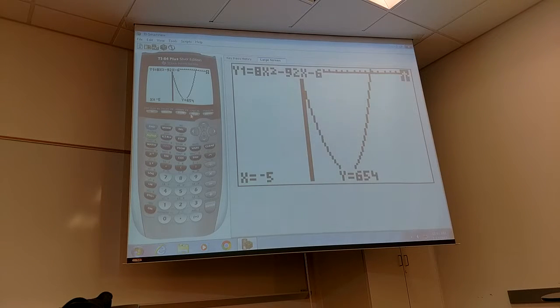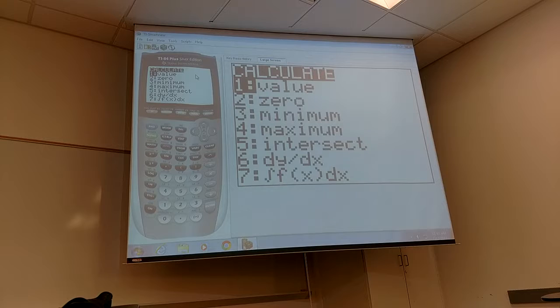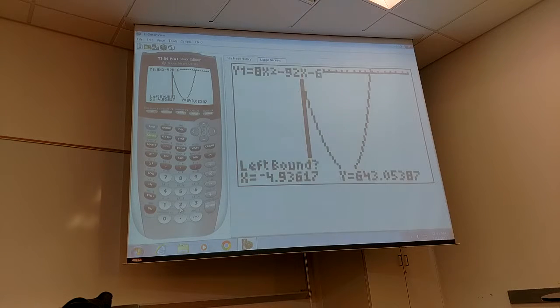The more interesting thing is, what's true at the x-intercept? What's the value of the function at the x-intercept? 0. So I want to do the second thing. I want to find the zeros. I want to find where the function is 0. That's another way of saying what are the x-intercepts. So I do number 2. It's going to ask me 3 questions again. Let me do the one that we can actually see.